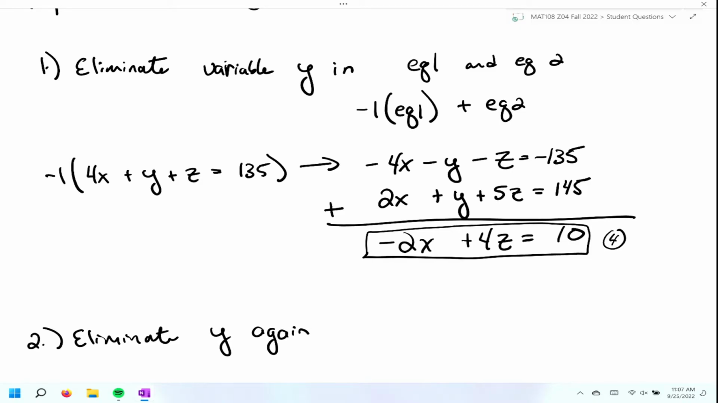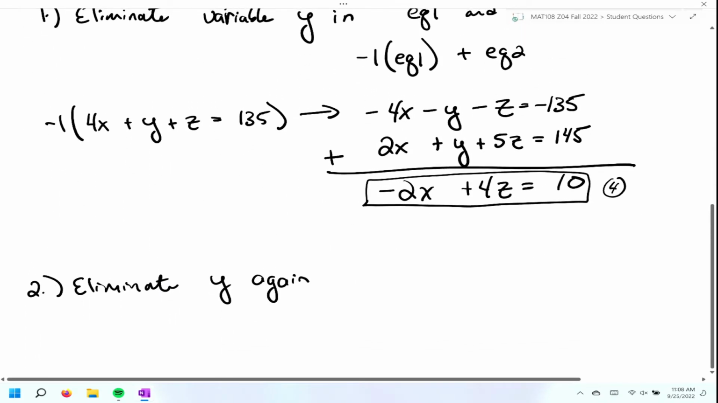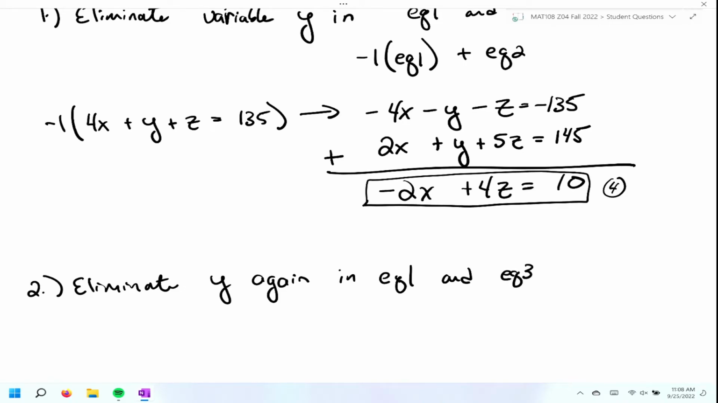However, I cannot choose equation 1 and 2. But what I'm going to do is look at them real quick. And I think I'm going to go with equations 1 and 3 this time. So eliminate y again in equation 1 and equation 3. And then how am I going to do that?